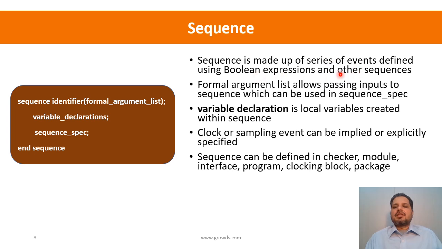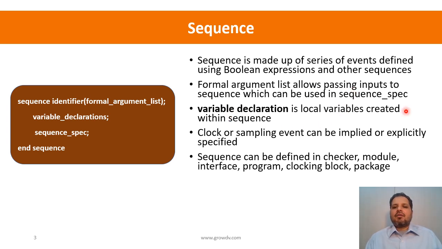So a sequence is made up of a series of events. Your sequence spec is made up of a series of events defined in the form of Boolean expressions, and it could be made up of other sequences as well. The formal arguments, actually you can pass output also. Sometimes after matching a sequence, you extract a certain value and you want to pass that value back to the property, and the property extracts it and can pass it to another sequence. So output is also possible, and input variables you can pass too.